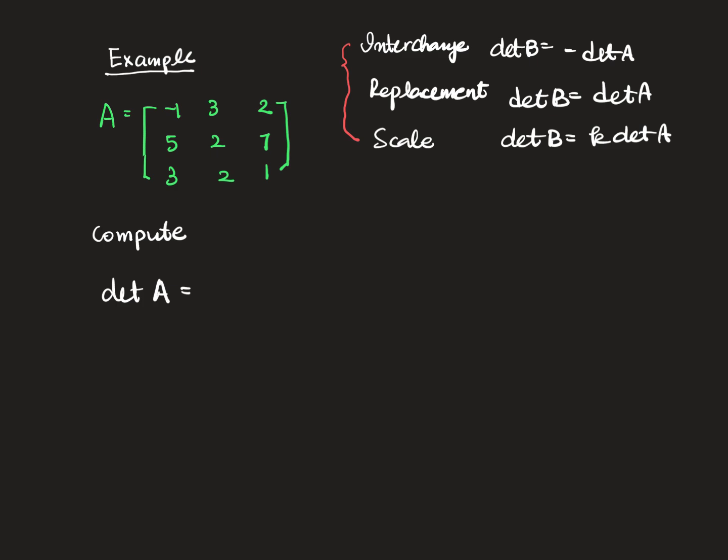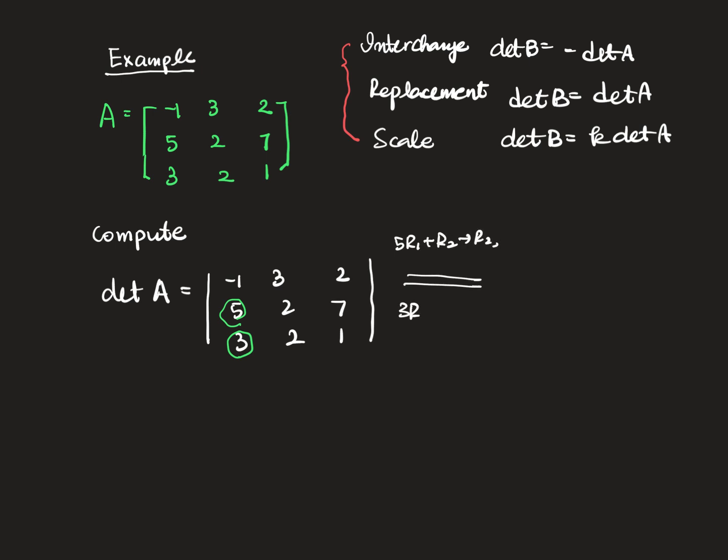So let's go to this one, guys. Here, -1, 3, 2, 5, 2, 7, 3, 2, 1. So I'm going to do replacement. You guys have this should be 0, this should be 0. So what kind of operation do you need? Okay, what do you want to do here, guys? Right here, 5R1 plus R2 going to R2. Another one, 3R1 plus R3 goes to R3. Determinant doesn't change. Guys, make sense? Determinant doesn't change.